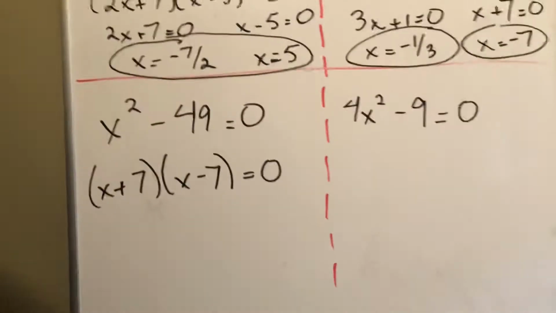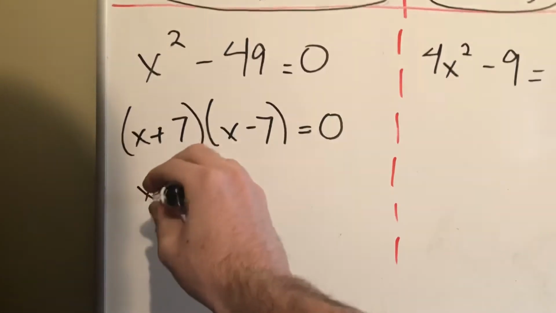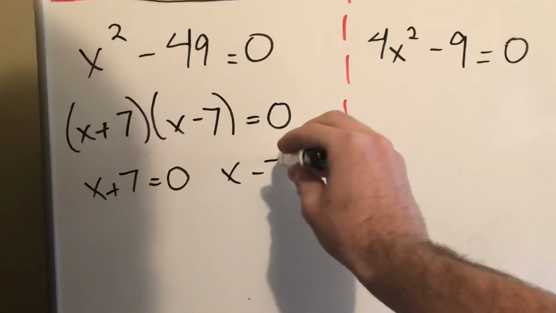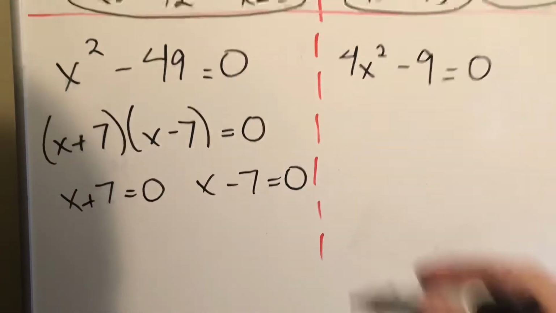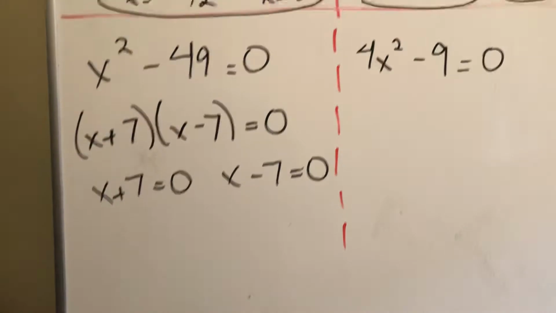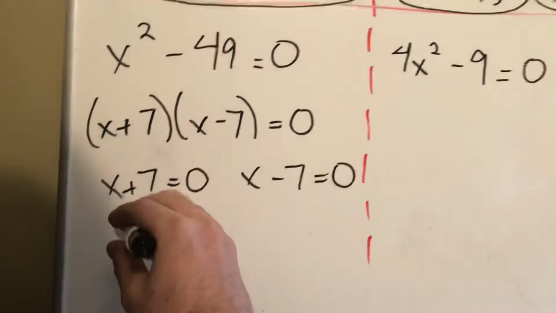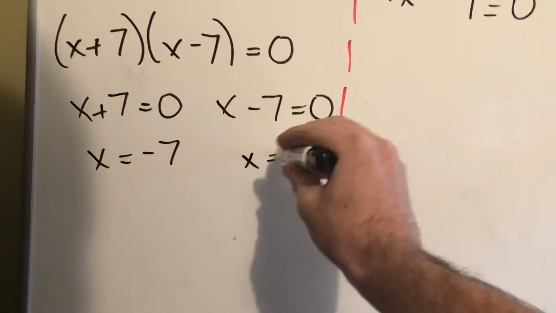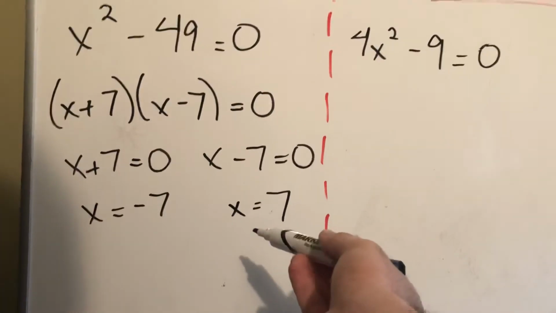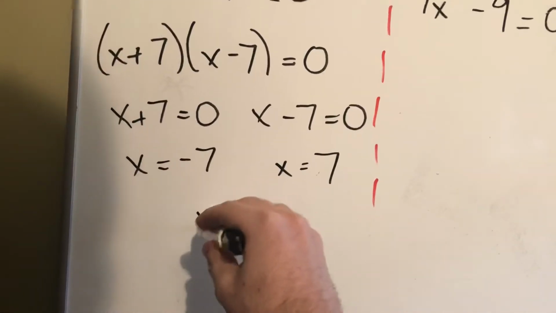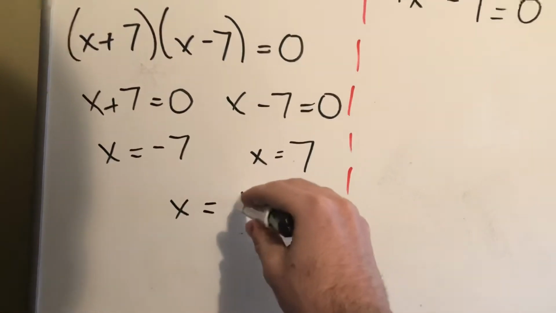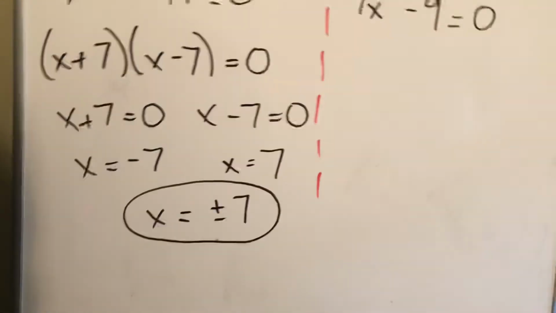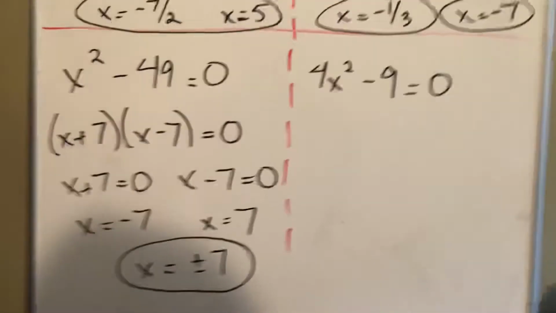I'll jump right into zero product property mode. Many of you can probably tell what the answers are going to be at this point, but I find it's a good habit to still write it out. X plus 7 equals 0, x minus 7 equals 0. So I get negative 7 and positive 7. You can leave your answers like this. Another way of writing your final answer here is x equals positive and negative 7. The plus minus sign tells me that you do have two answers.